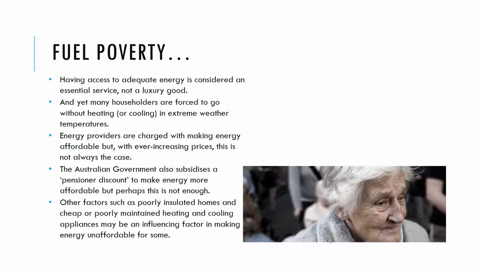Having access to adequate energy is considered an essential service and not a luxury good, and yet many householders do not have access to adequate energy. They are forced to go without heating or cooling in extremes of weather temperatures. Energy providers are charged with making energy affordable, but with ever-increasing prices, this is not always the case. Also, the Australian government subsidises a pensioner concession to make energy more affordable, but potentially this may not be sufficient. Other factors, such as poorly insulated homes and not well-maintained heating and cooling appliances, may also be influencing factors in making energy unaffordable for some.